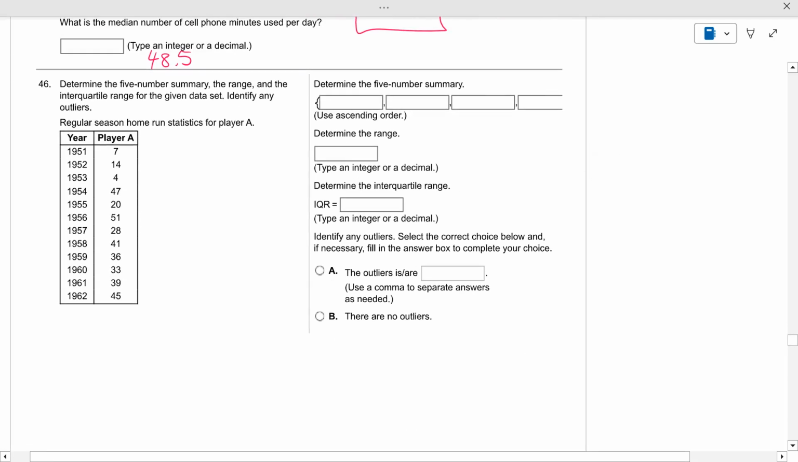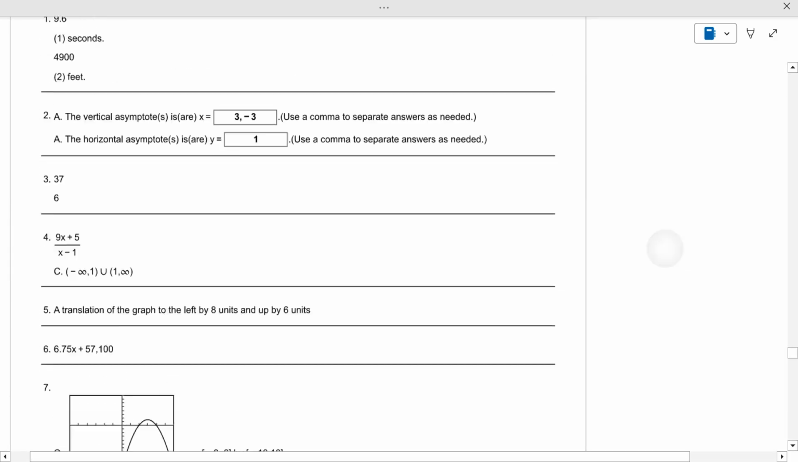And the 5-number summary of this is all graphing calculator stuff. The range would be 51 to 4. 51 minus 4 is 47. Interquartile range, I have no idea. Outliers, I have no idea. Because for the outliers, you take the interquartile range times 1.5. So what do you get for the 5-number summary? I guess everybody has different numbers. You guys know how to do this, right? Okay, so we won't bother with that.